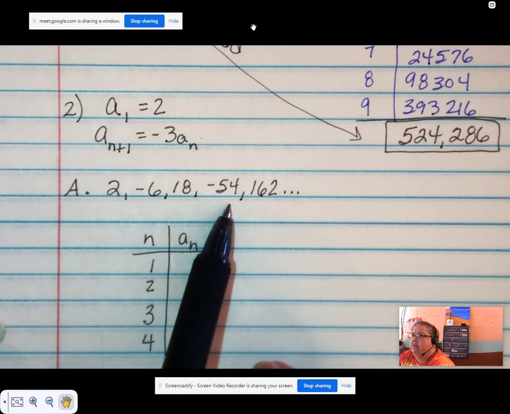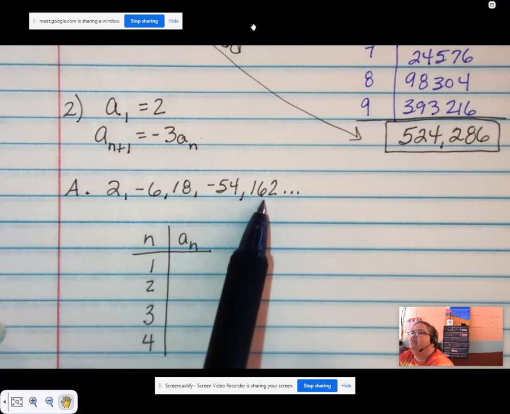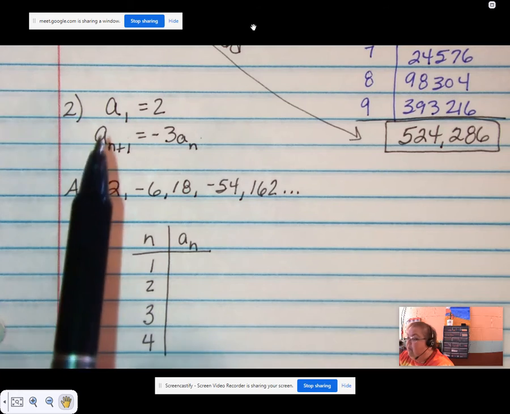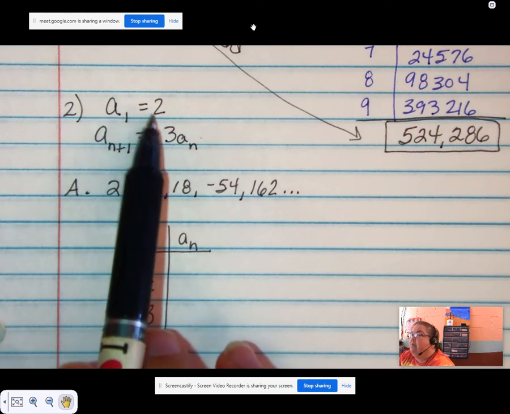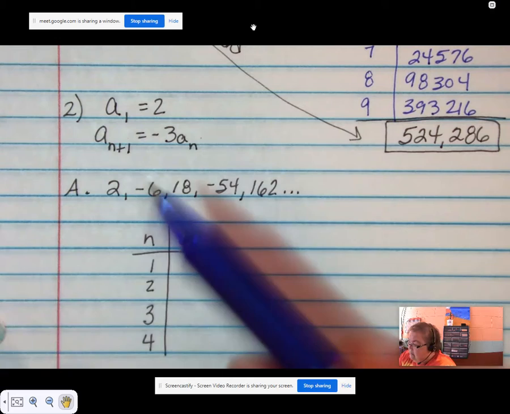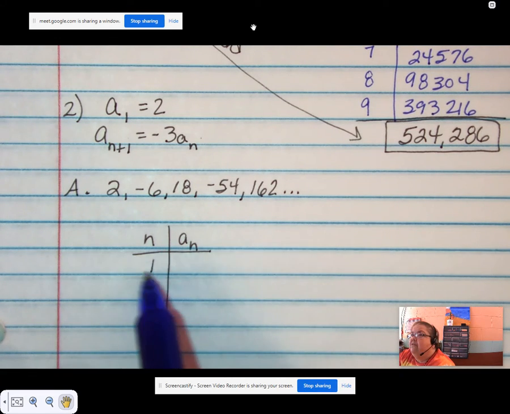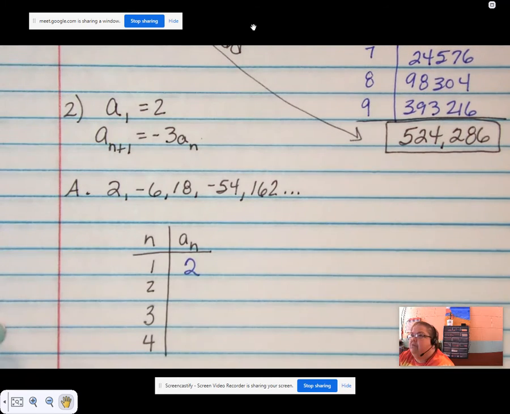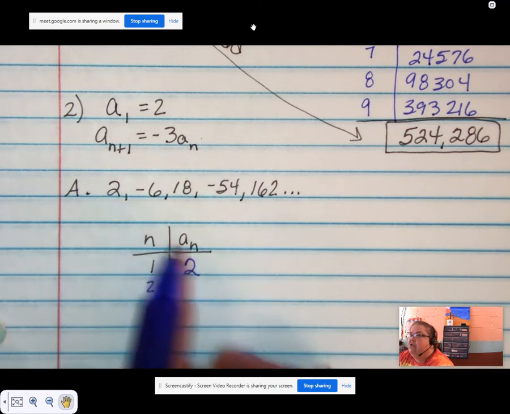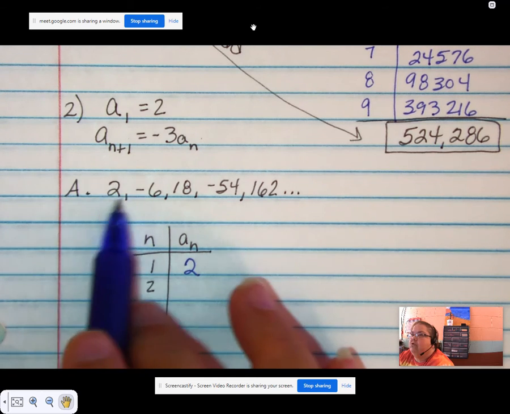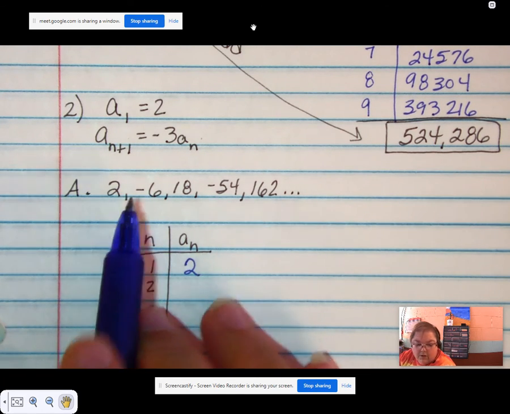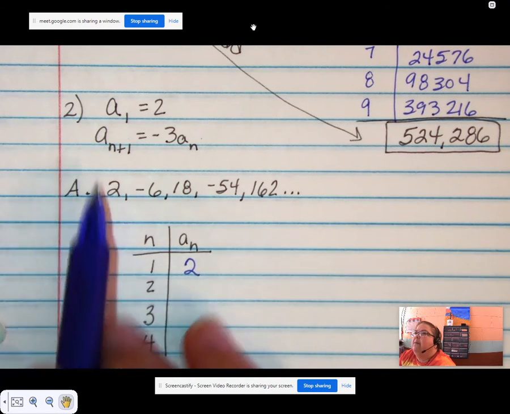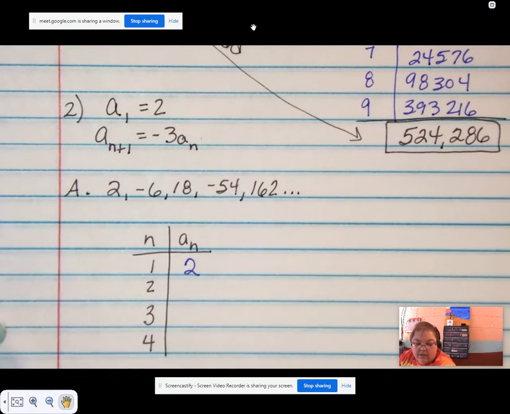if this works. So what I'm doing is I'm checking to see if this works. I'm using this right here. But remember, a recursive rule has to tell me, what is A sub 1? What's the first term? 2. It says it's 2. So my first term is 2. So I'm already on the right track with choice A, right? So it can't be C or D because it doesn't start with A sub 1 being 2. My first term is 2. So it's either going to be A or B.